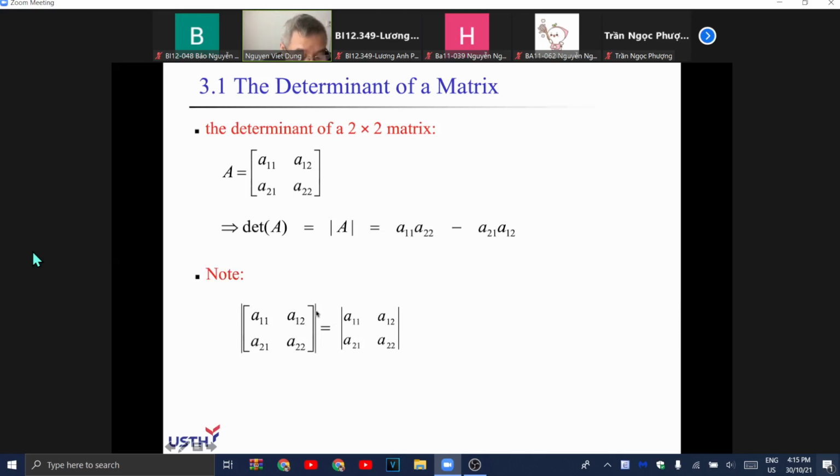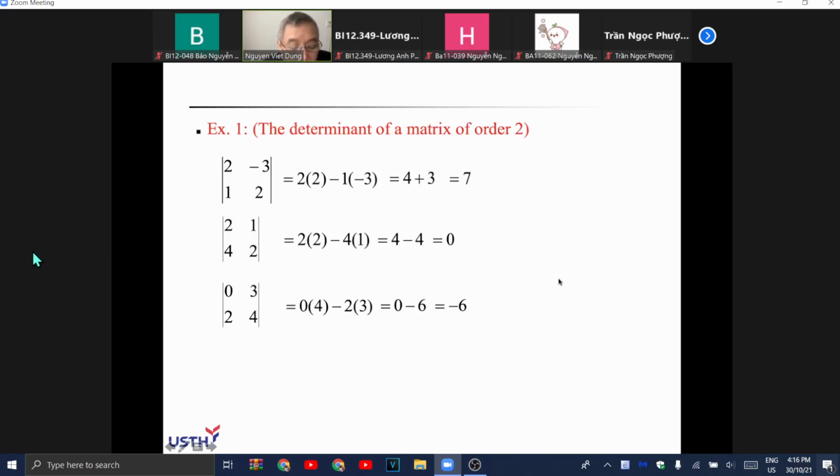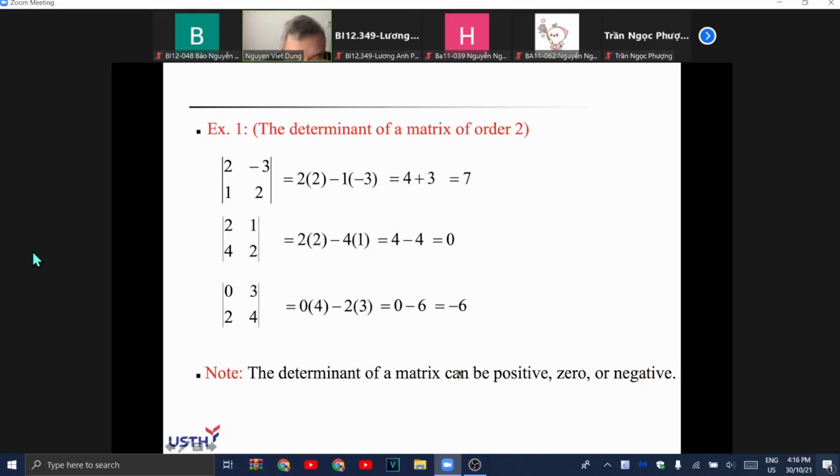And the notation is here. You can put two vertical parallel lines outside of the matrix, or you can just simply write det. And here is an example. Very easy. I will not explain it to you, and you can do it in your mind without writing it down on paper. What I need to tell you is that the determinant of a matrix can be positive, as in the first example, 0 in the second example, and negative in the third example. It can be any number.